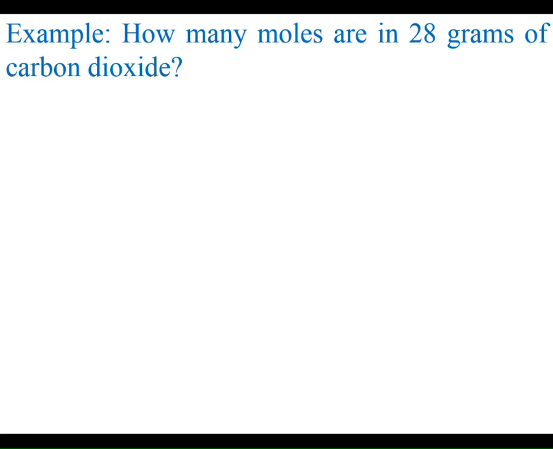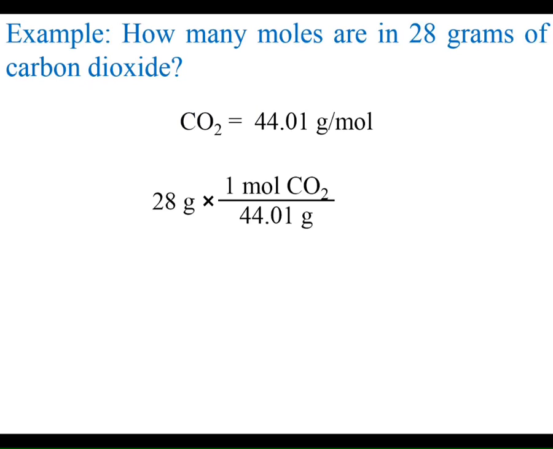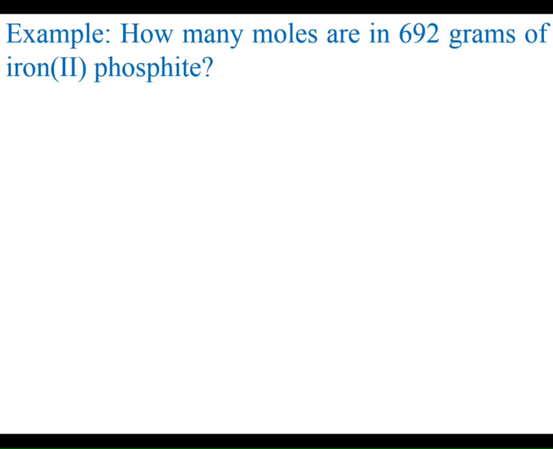Okay, let's try that. This one's too easy. Let's do the next one. How many moles are in 692 grams of iron 2 phosphate? So let's look at our hints again. I see moles and I see grams. Whenever you see mass in these problems, you should be thinking molar mass. I've got to use the molar mass.